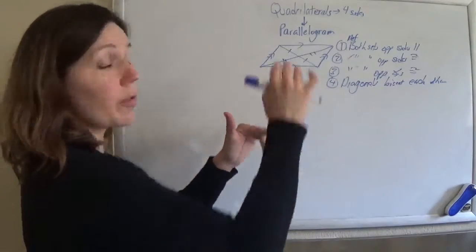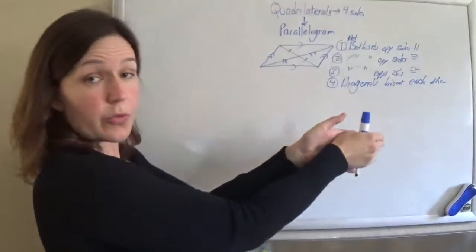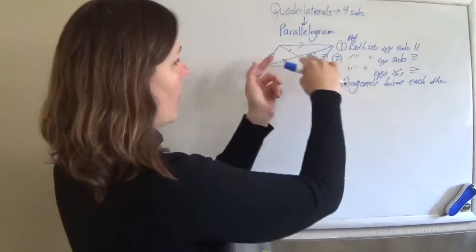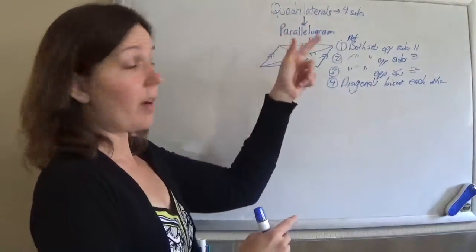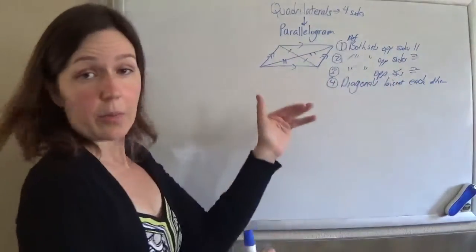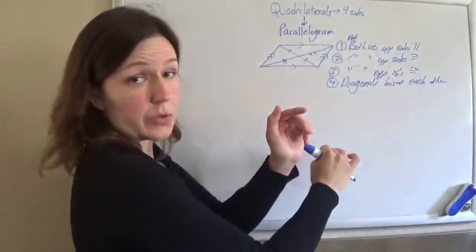Turns out they're all reversible. The converses are true, so these are all ways to prove something's a parallelogram. So if you can prove the diagonals bisect each other in a quadrilateral, it'll be a parallelogram. If you can prove the opposite angles are congruent, then it'll be a parallelogram. So if you don't want to prove it by the definition, any one of these will do.